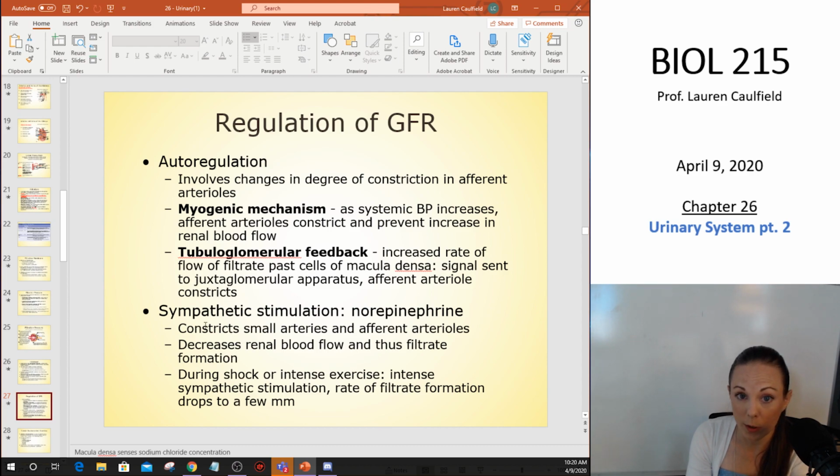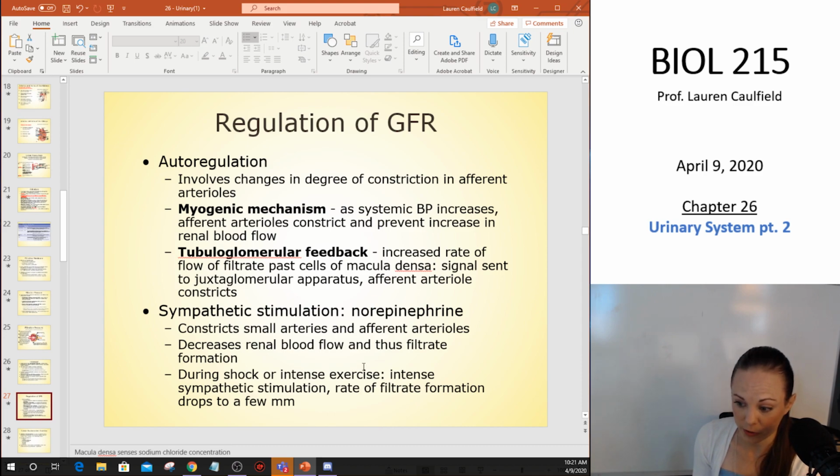So we know norepinephrine and our sympathetic stimulation in general is going to result in vasoconstriction to areas that aren't important for that fight or flight response. So we're going to constrict our small arteries and our afferent arterioles, which means that we're going to decrease renal blood flow, also filtrate formation. So during shock or intense exercise, we are going to have an increased amount of sympathetic stimulation, reducing our rate of filtrate formation, okay?